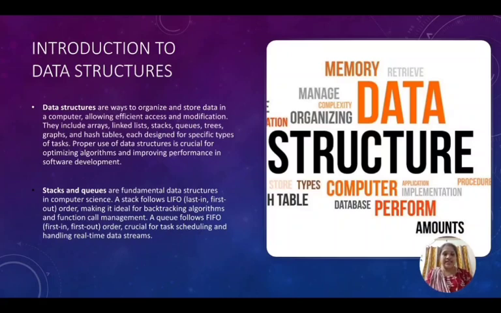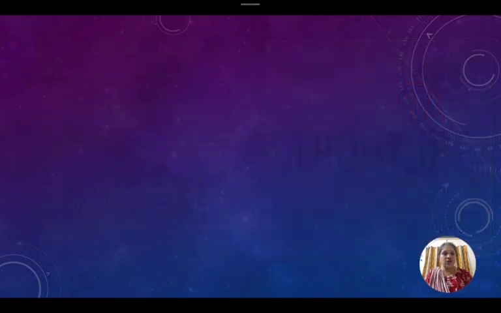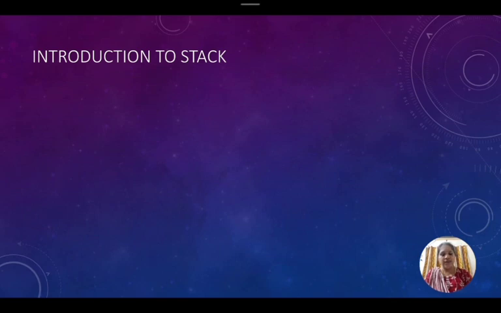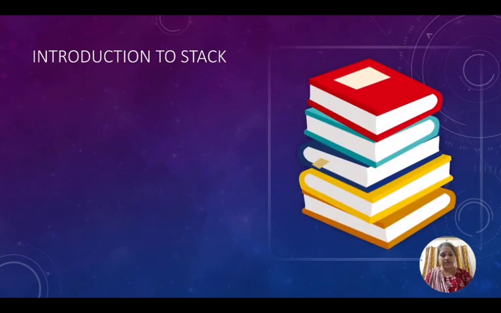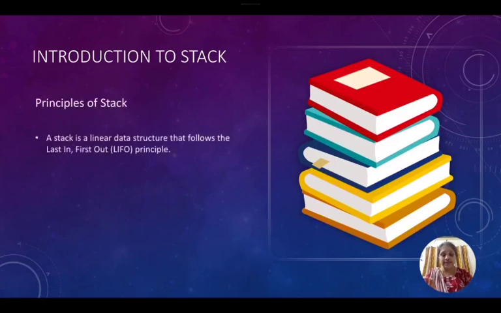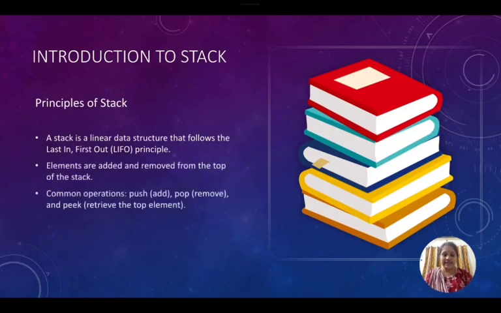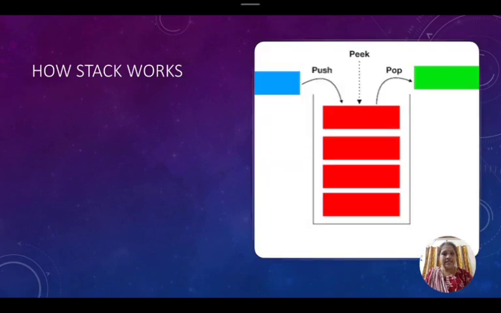Imagine you have a stack of plates at home. You add a new plate on top of the stack. When you need a plate, you take the one from the top. This is an example of the last in, first out principle, which means the last item added is the first to be removed. This is how a stack works. The stack is a linear data structure. Last in, first out.